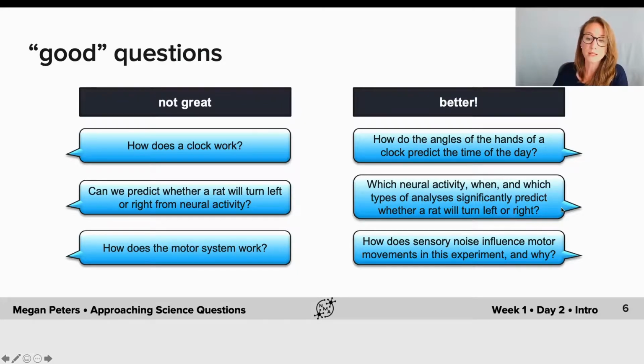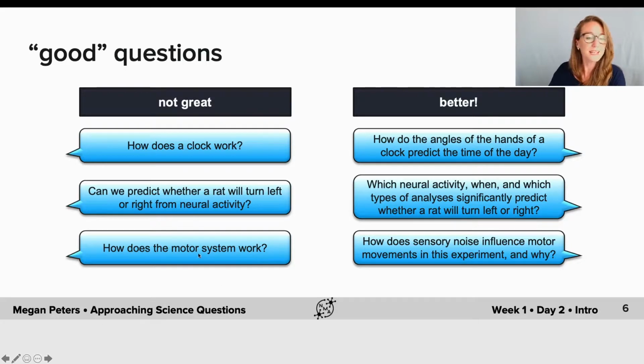Maybe you can predict after the rat turns, but not before. Or maybe not before 100 milliseconds before he turns. Maybe it's population activity and not single unit responses that are the key. Maybe you can predict from some areas, but not other areas of the brain. And maybe only linear models work, but a neural network doesn't because it overfits. So once again, precision in our questions is really the name of the game.